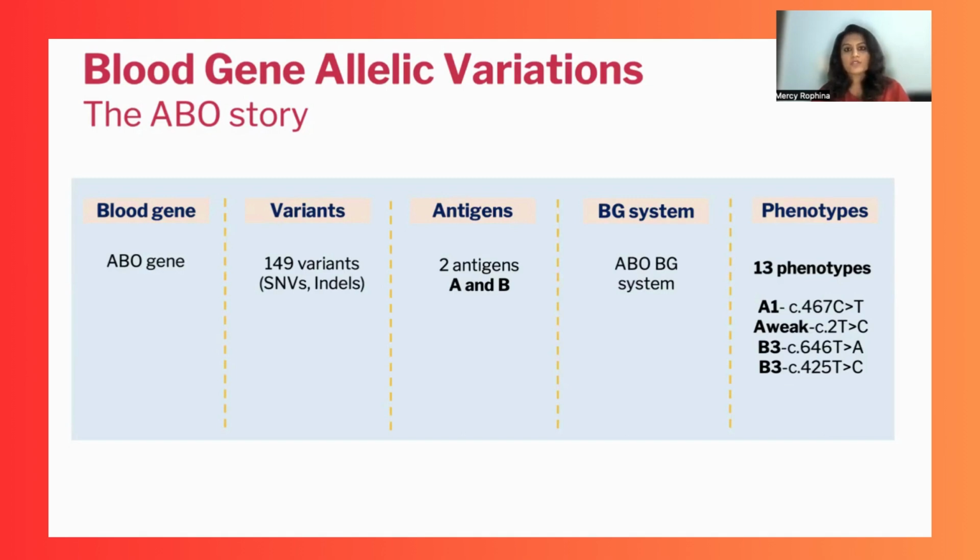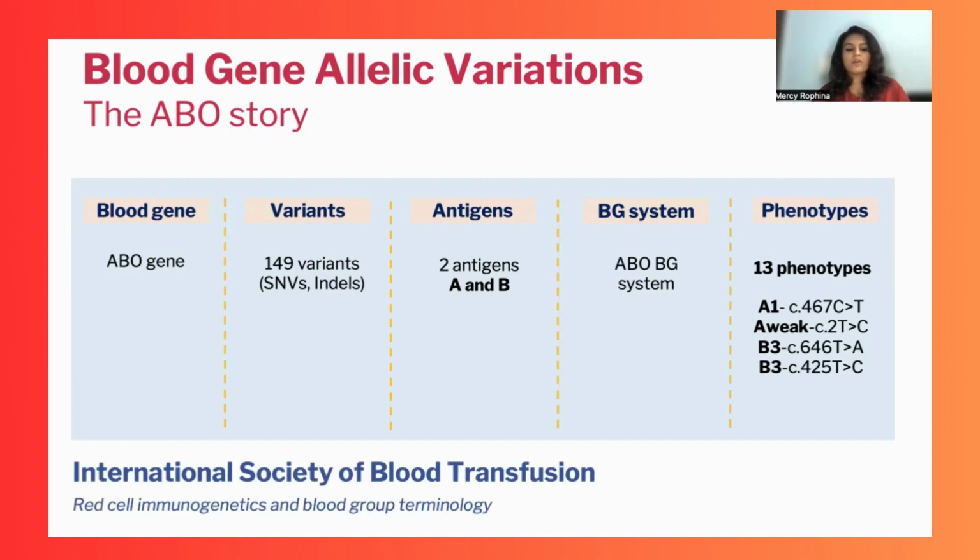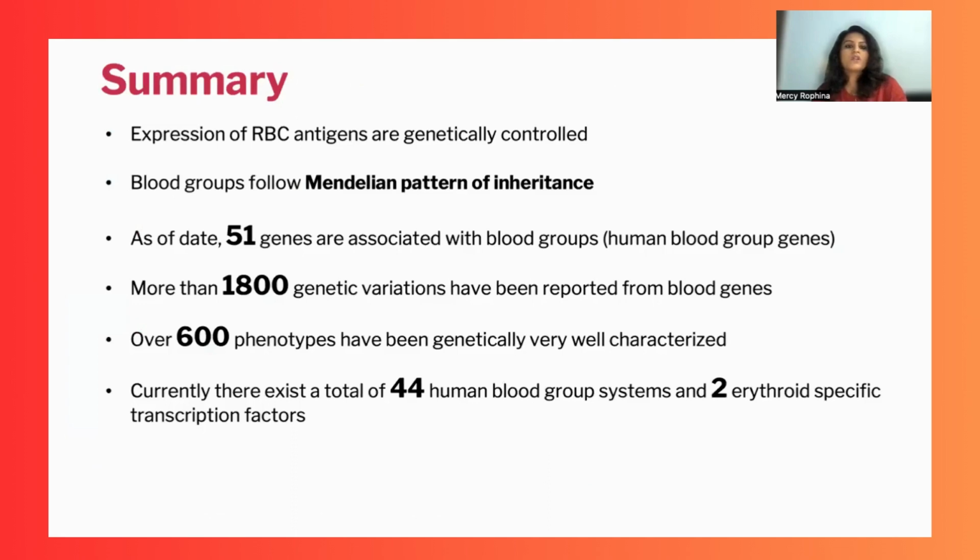And one important point to be noted here is that it is not just one genetic variant which is associated with one particular phenotype. There could be a list of multiple variations which can be associated with one particular blood phenotype also. All of this information has been systematically maintained by this pioneering body called the International Society of Blood Transfusion, by a very dedicated working party called the Red Cell Immunogenetics and Blood Group Terminology Working Party.